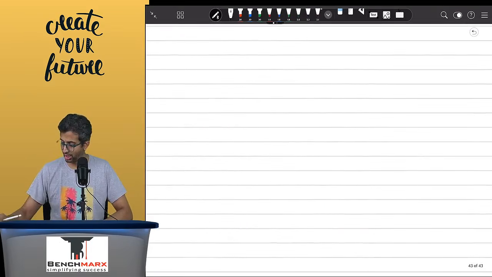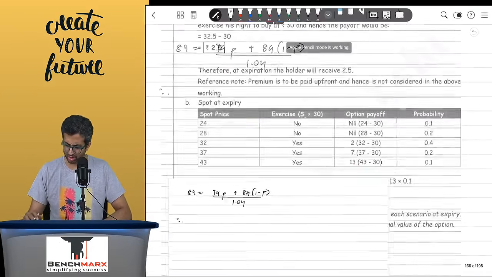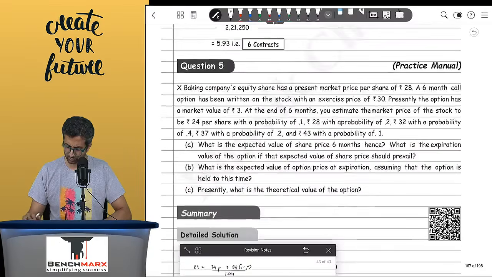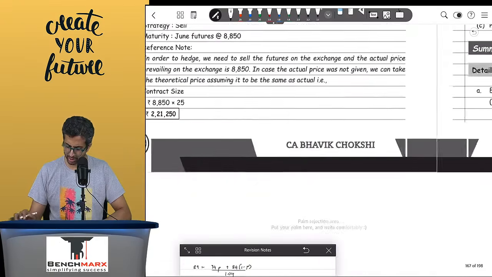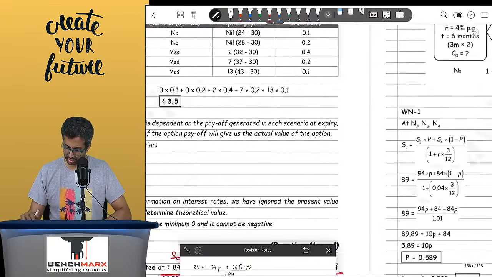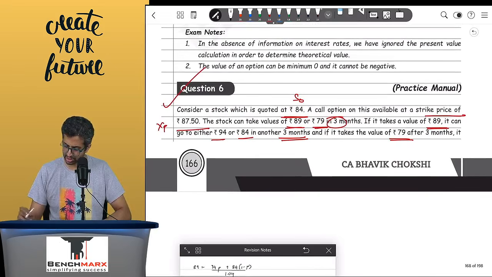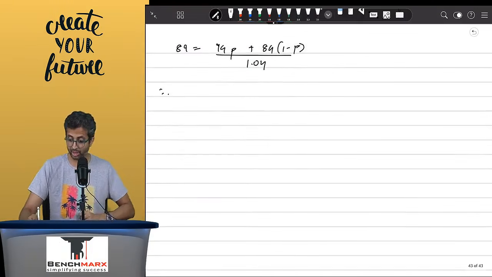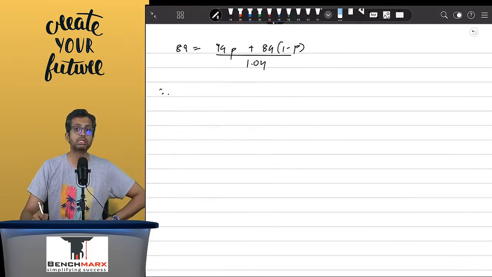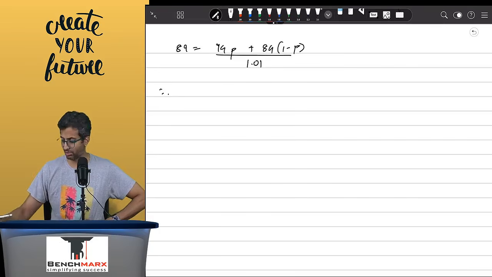So if you do this working, let's say directly 89 into 1.04 equals, the price is 89, right? Okay, 89, is this quarterly? Just a second now. Where is this question again? Okay, this was question number 6. It was after 3 months. So this is 3 months. It is not a 2-year option. It is a 6-month option of 3 months each. So this 4% per annum is 1% for 3 months.